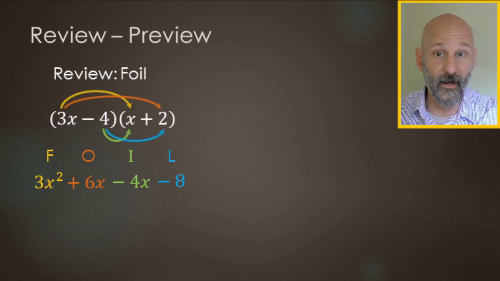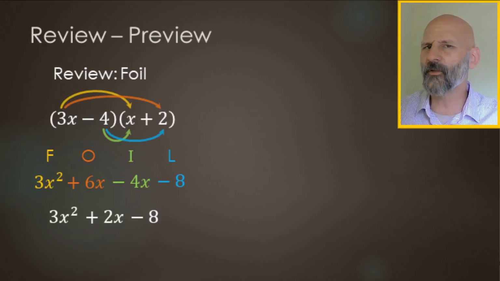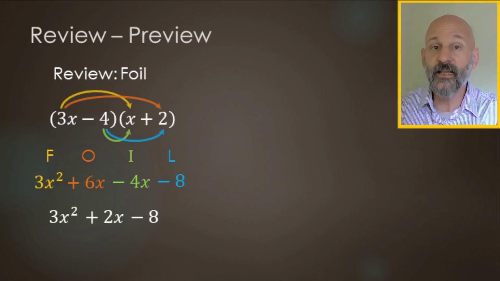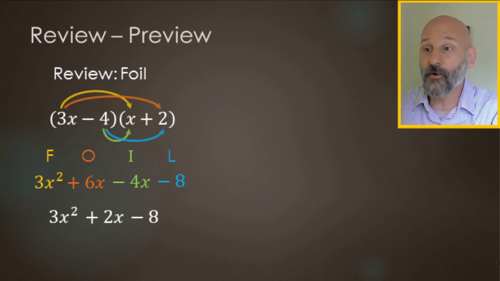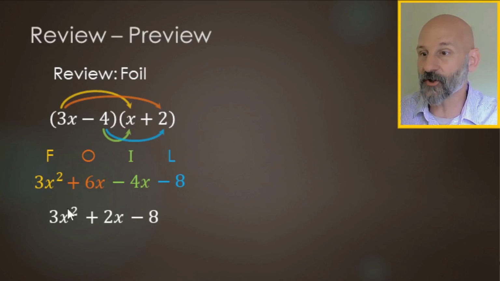Now, we can still add like terms, right? So we still have the 3x squared there. These two, the outers and the inners, we can add those up to make 2x, and then we have the lasts, just a -8 there. Now, the reason why knowing this is important is because, again, when we are factoring, we're doing this process but in reverse, okay? So our questions are going to look like this, and our answers will look like this.